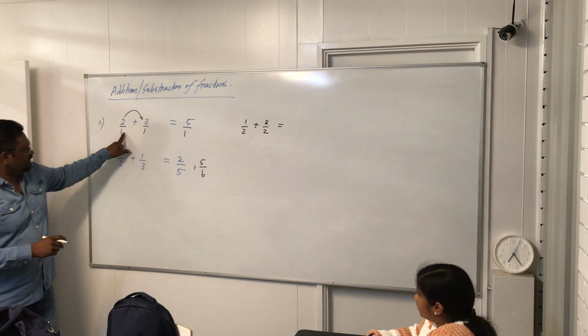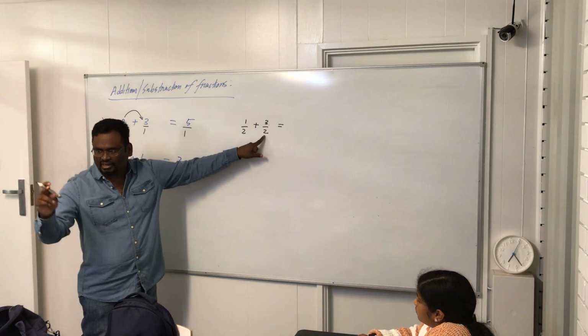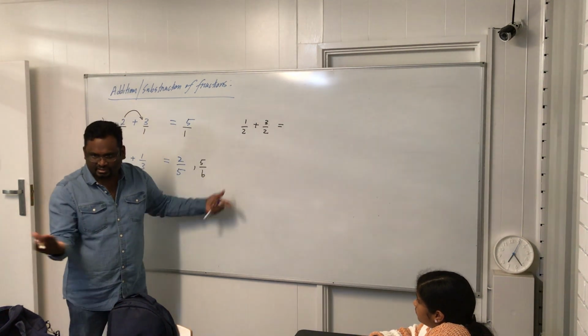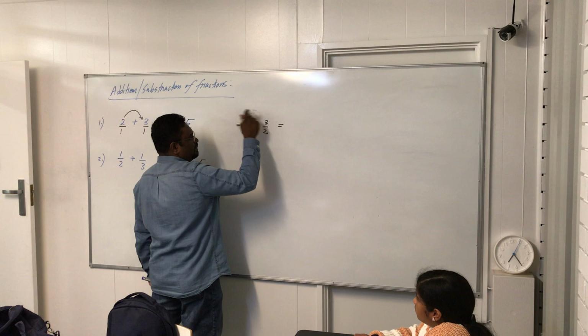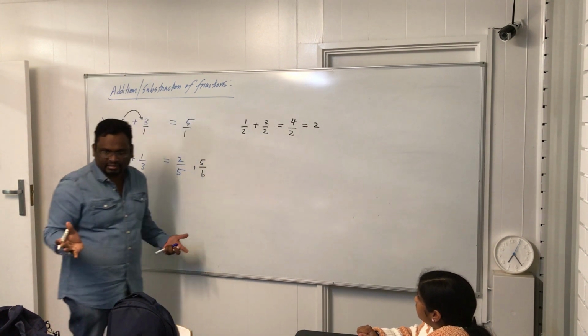Look at the pattern here. Denominators are the same, right? Yep. Denominators are the same, so you can blindly add it, right? 3 plus 1, 4, divided by 2. Answer is 2. You can do that.